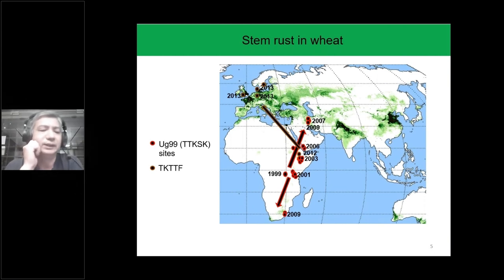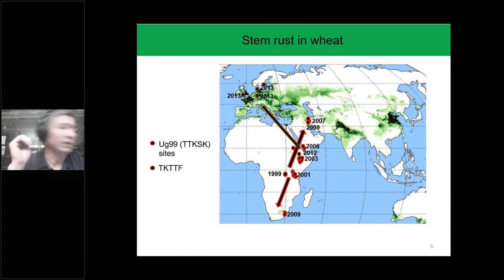In 2012, another outbreak occurred in Ethiopia. This outbreak was caused by TKTTF. The following year, TKTTF was found in the United Kingdom, Germany, Denmark, and Sweden.